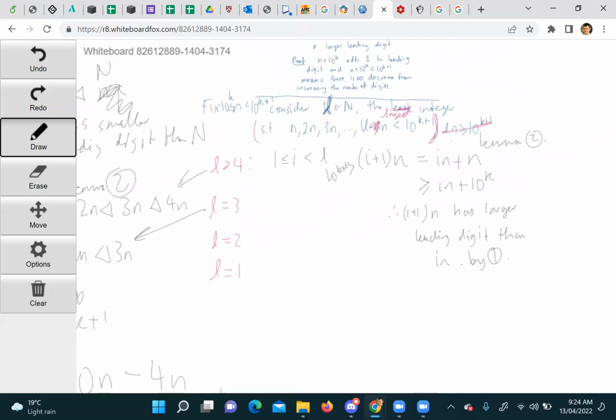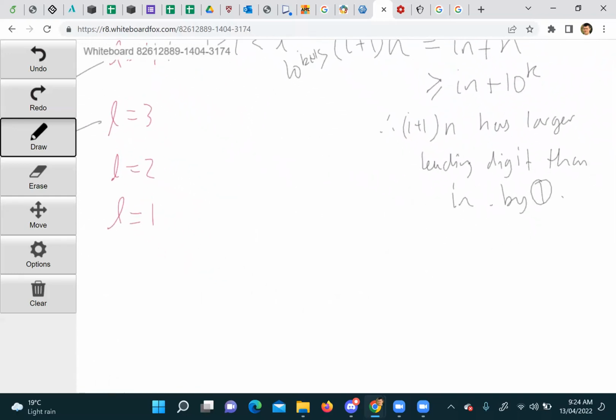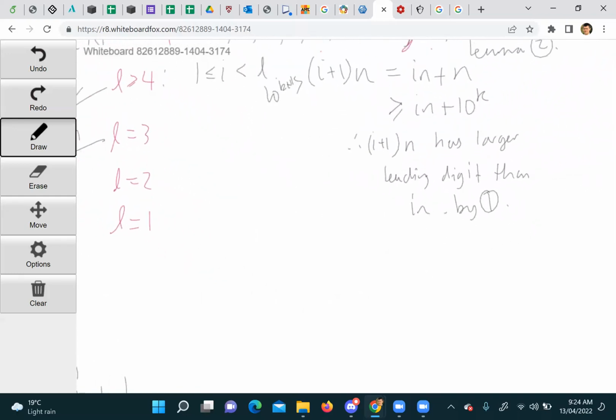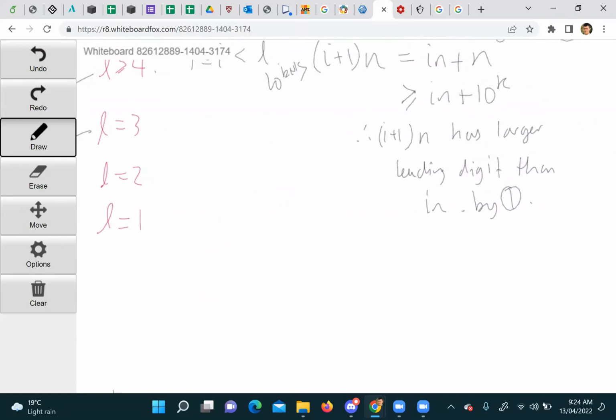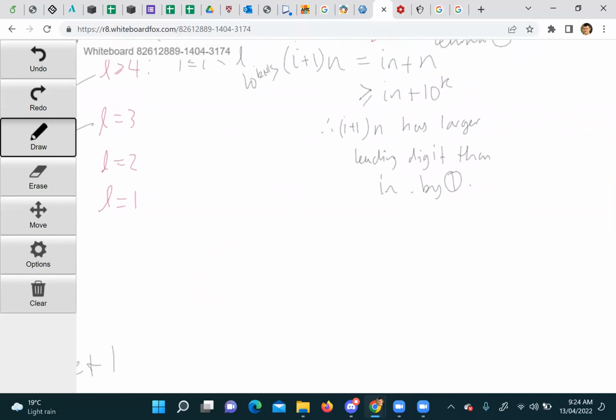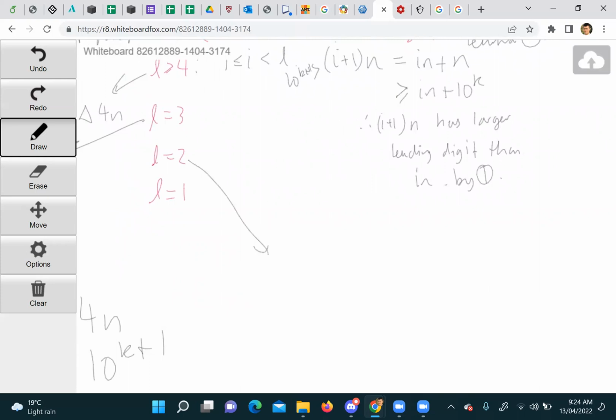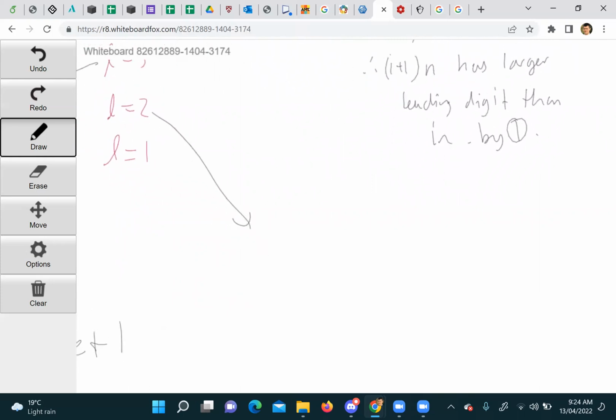It's almost too clean, you know what I mean? It's almost like people forget that you're just timesing numbers by 5. Okay, so now you have L equals 2, right? So L is equal to 2, you have N is triangle 2N, right? But then you have 3N is bigger than or equal to 10 to the K plus 1.